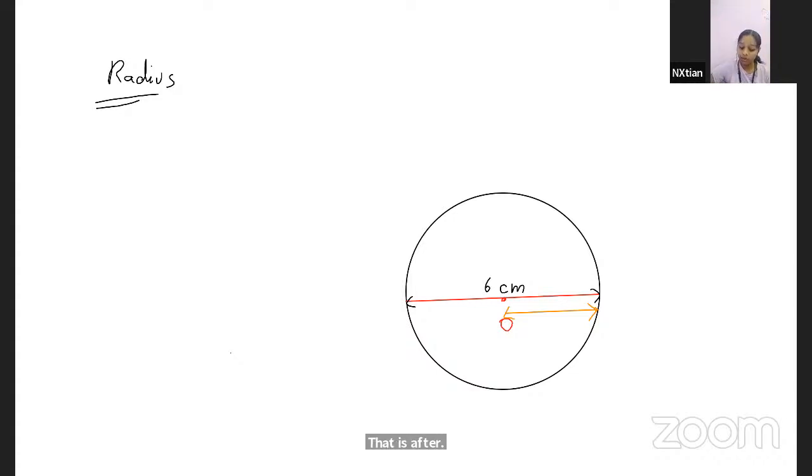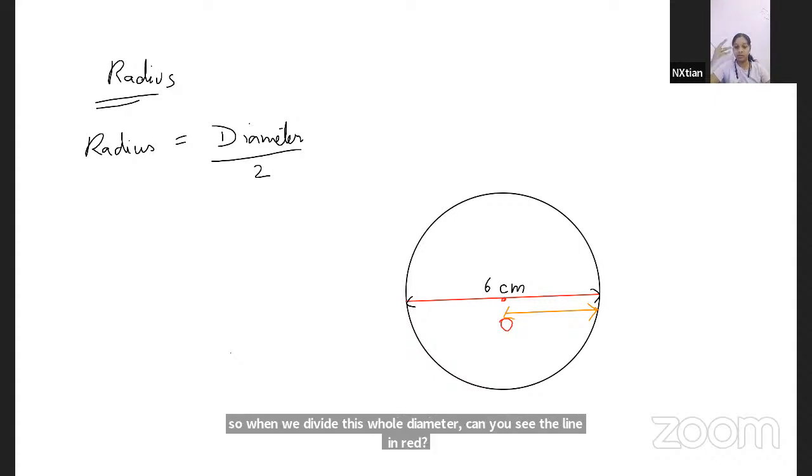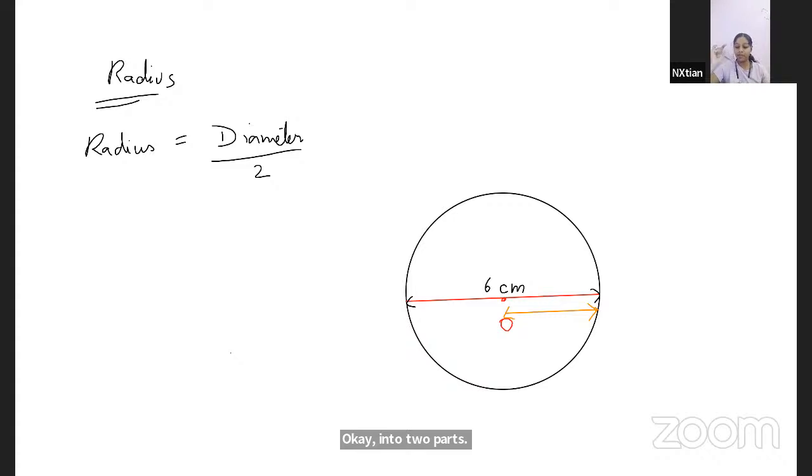So the formula of radius is radius equals diameter divided by 2. When we divide this whole diameter, can you see the line in red, into two parts, we will get our radius. This is my diameter. And yes, Cedric, this is my 2 into radius. Radius equals diameter by 2.